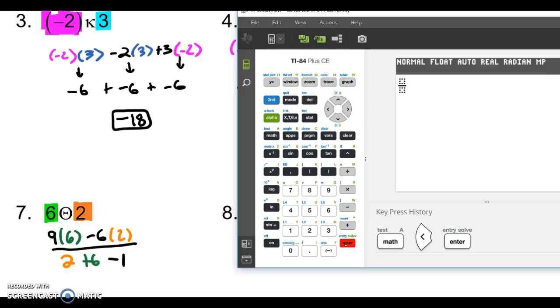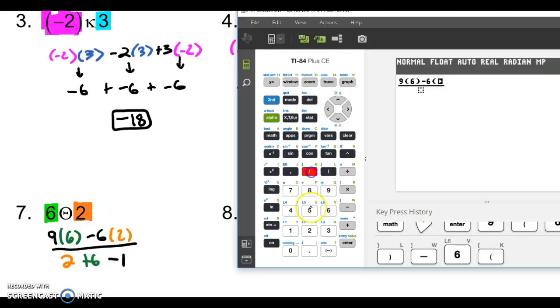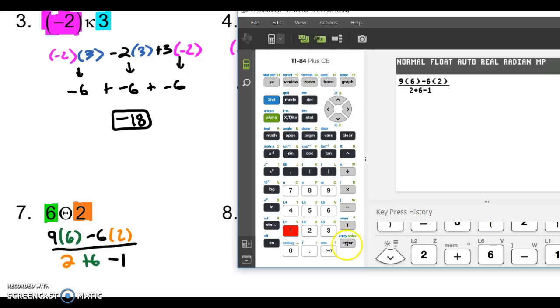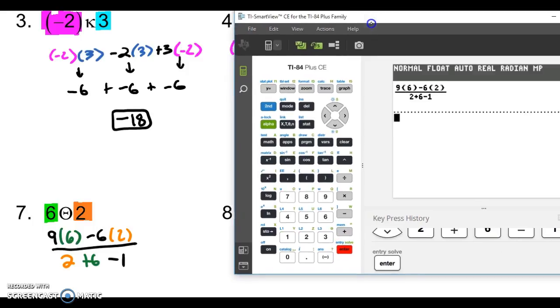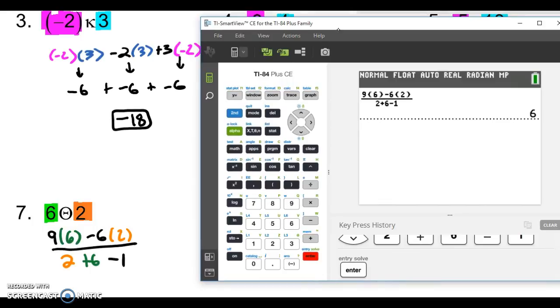I'm just going to put in there exactly what I see. 9 times 6 minus 6 times 2. I'm going to arrow down to get to the denominator, so I press that arrow to get there. 2 plus 6 minus 1. And when I hit enter, if it's a fraction that needs to be reduced, it will do that for me. And of course we are off the screen, so let's make that work. There we go. Our final answer then would be 6.